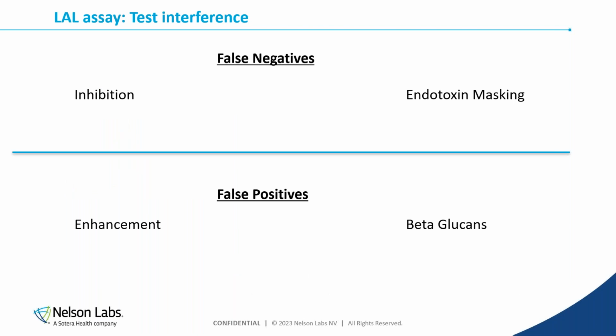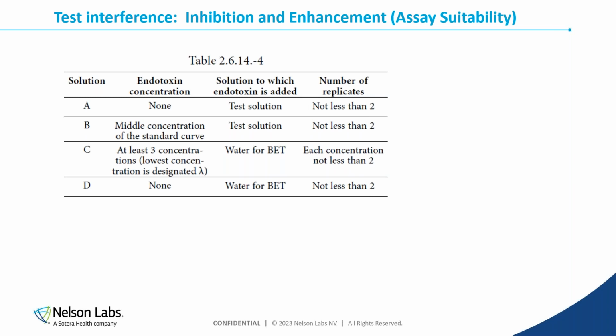Test interference. If you perform an endotoxin test using the LAL assays, there are a number of things you need to keep in mind. You can have false negatives, which are caused by either inhibition or endotoxin masking, and you can have false positives, which can be caused by enhancement of the test enzyme or by the presence of beta glucans. Inhibition and enhancement is a traditional test as an assay suitability.